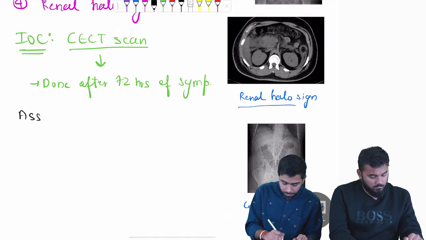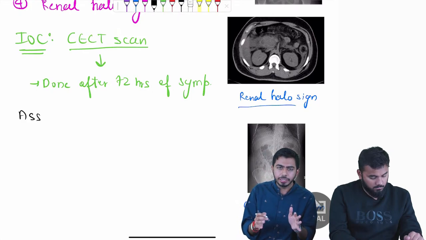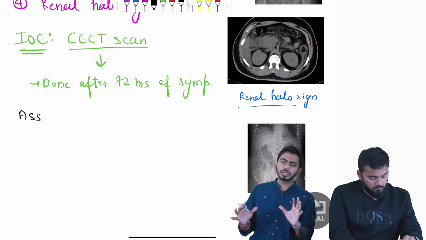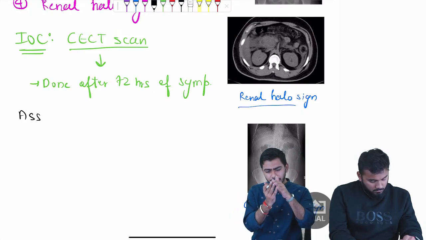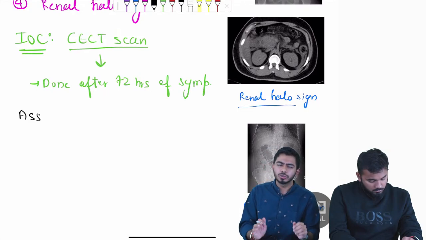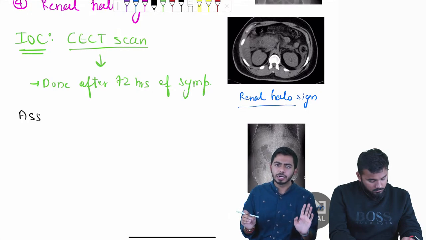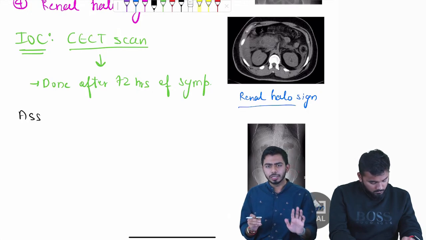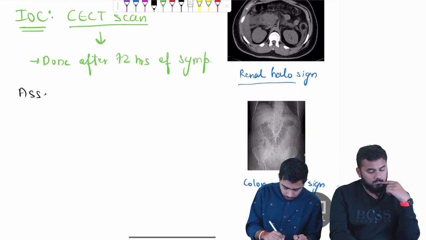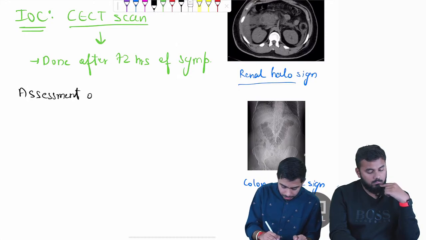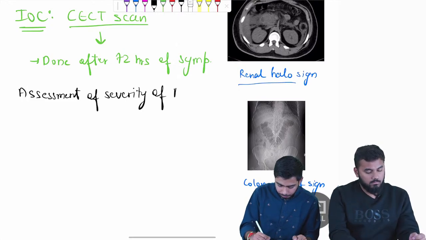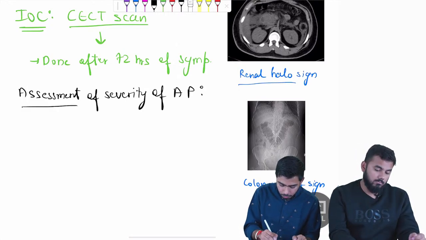Then we are having some criteria for knowing the severity of acute pancreatitis. How severe the acute pancreatitis is, we are having some criteria. Now there is a long list of those criteria, guys, which tell the severity of acute pancreatitis. You just need to know the names. Only one criteria has been asked once or twice in the MCQs, that is, what are the components of that criteria. We'll come to that. If you talk about the assessment of severity of acute pancreatitis, I'm just writing AP, acute pancreatitis.